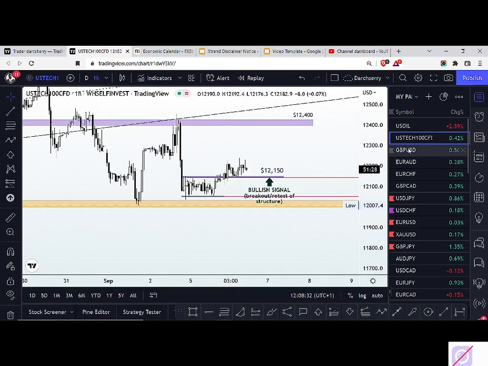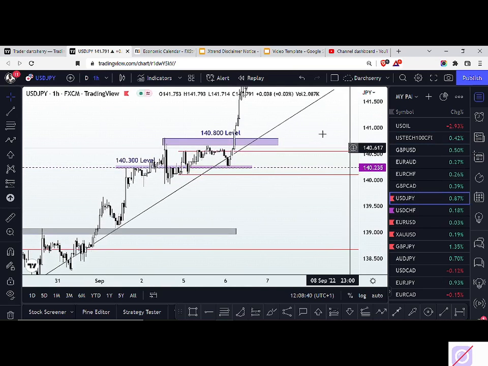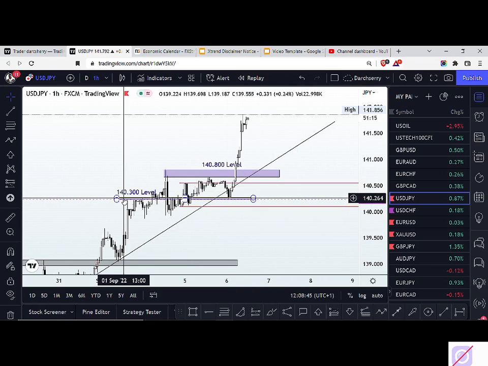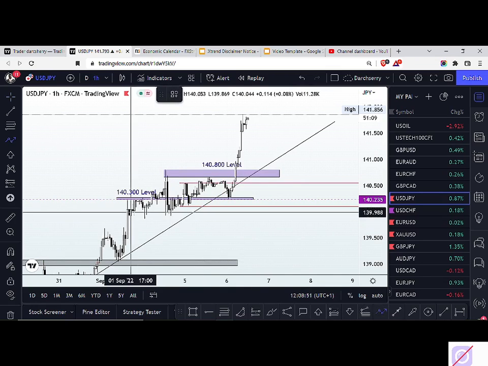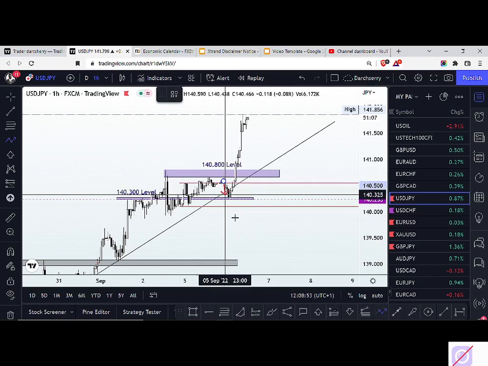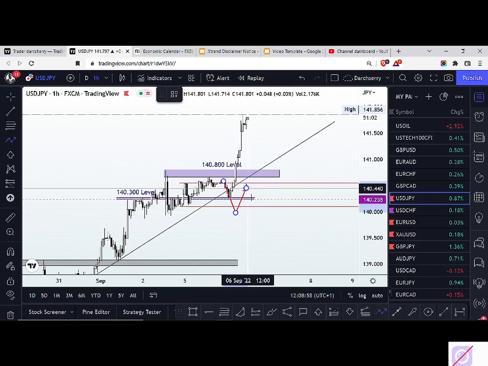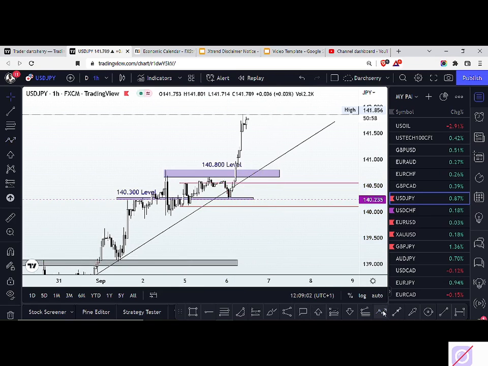Now we moved on to talk about the pairs, the USD JPY. On the USD JPY, we had two scenarios that we were looking forward to yesterday. We had the key level at 140.300 and the key level at the 140.800 area. I told you that if we are going to be selling the USD JPY, we want to see price break down the 140.300 area and then a retest of that structure give us a confirmation to join the decline to the downside. And that did not happen.